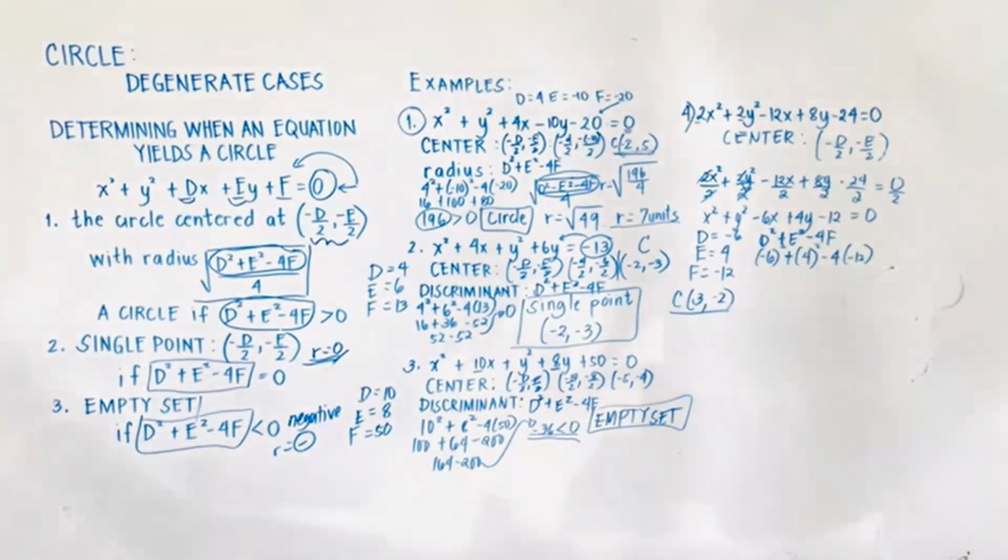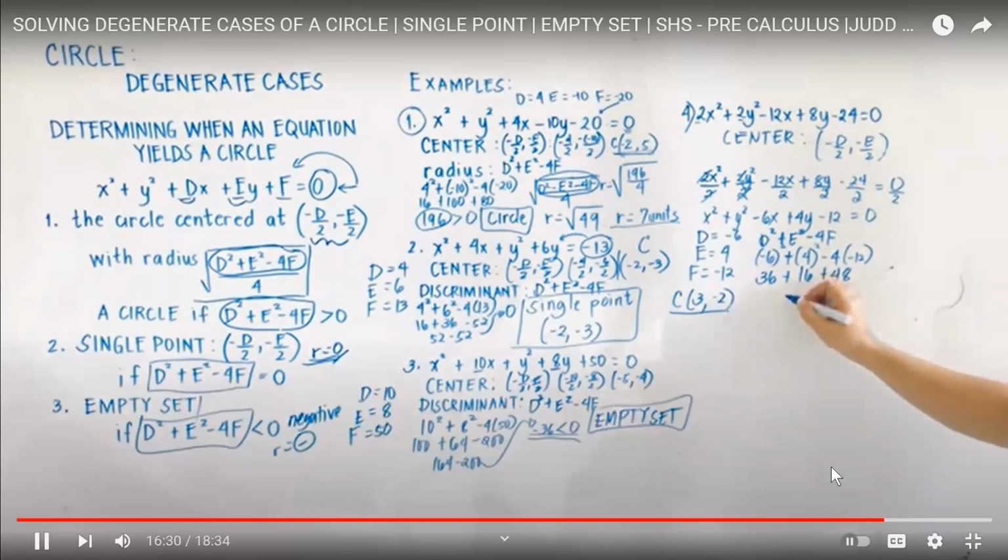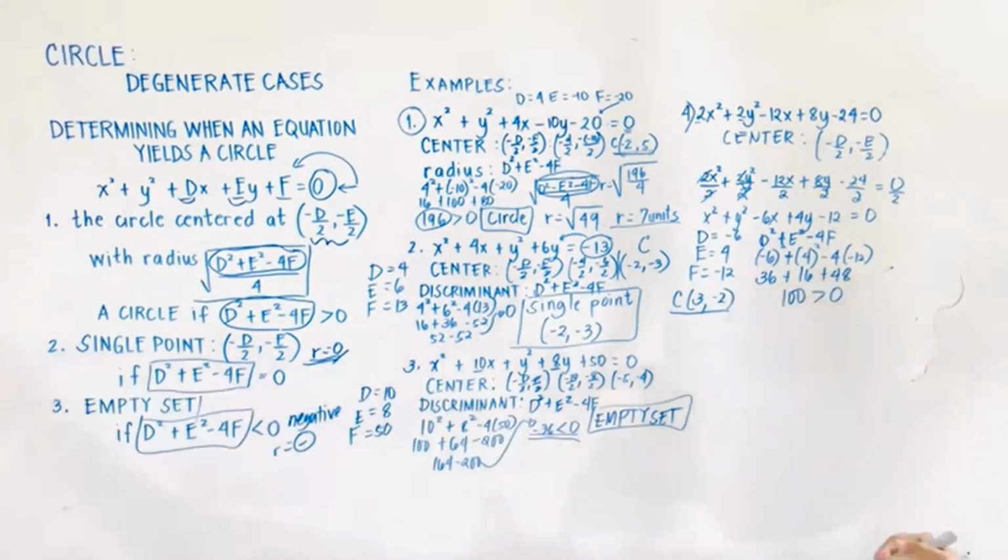Okay, and for the discriminant now, negative 6 squared is 36, plus 4 squared is 16. Negative 4 times negative 12 is positive 48. So let's add: 36 plus 16 is 52. 52 plus 48 is 100. Therefore, 100 is greater than 0, and this is a circle.